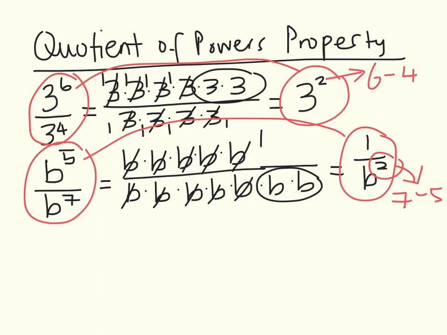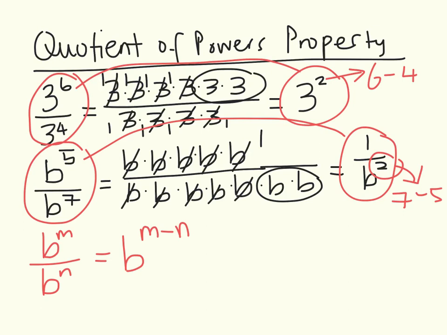So now I would like you to pause and think about what is a possible property that you can come up with for quotient of powers. Good. So if you have b to the power of m divided by b to the power of n, you are essentially going to subtract the two powers.